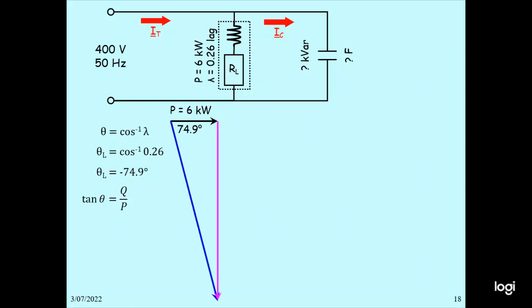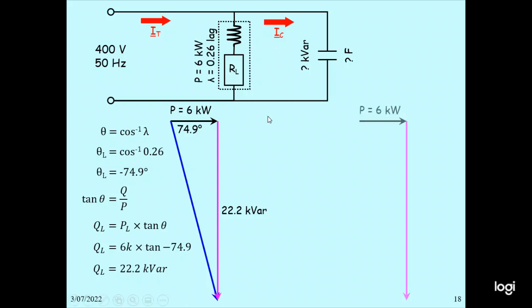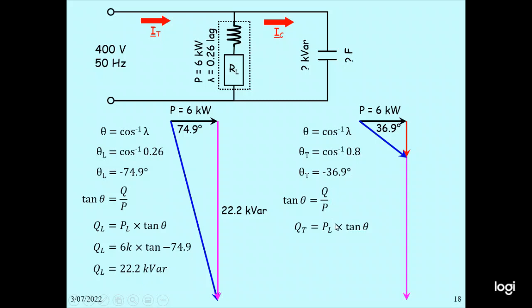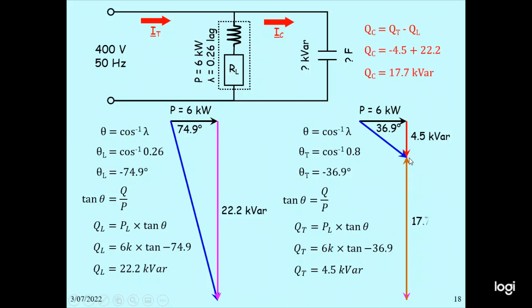Q equals P tangent theta, so 6 multiplied by tangent 74.9, so 22.2 kVAR. So we draw this one. 6 kilowatt, 22.2 kVAR. Cos theta equals lambda, so cos theta 0.8, theta is 36.9. So Q equals P tangent theta, tangent 36.9, so 4.5 kVAR. So Q is equal to QT minus QL, that is 22.2 minus 4.5, 17.7 kVAR. So this 17.7 kVAR needs to be reduced.